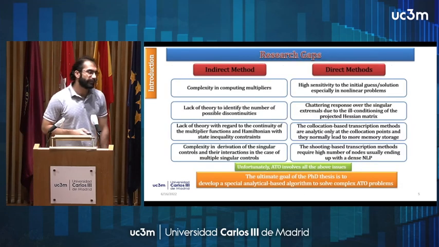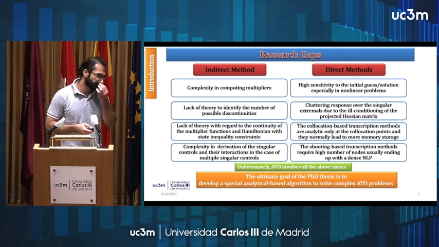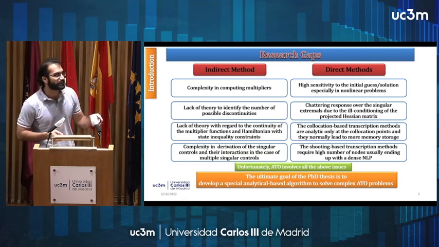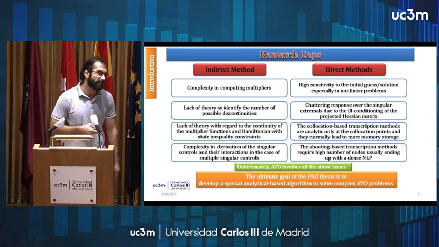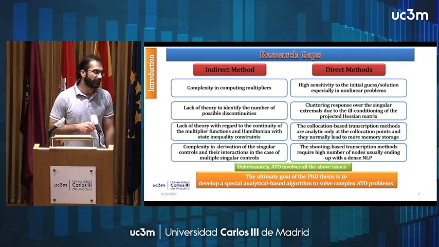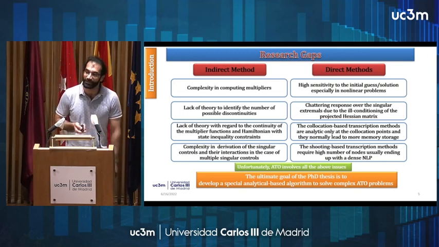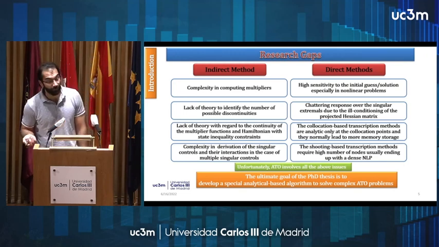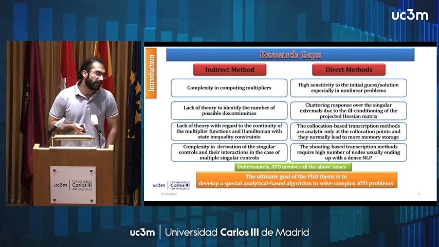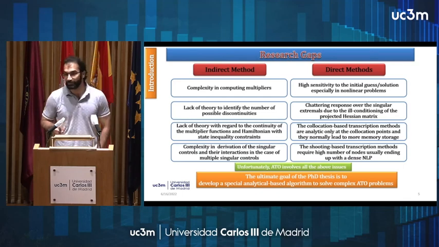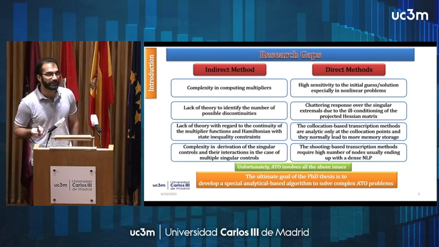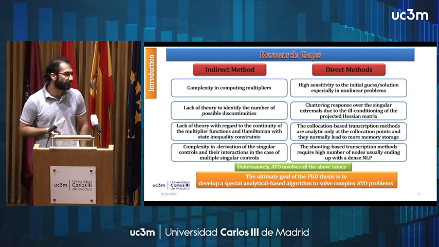For the research gaps, I have divided them into two parts: indirect method and direct method. For the indirect method, the research gaps can be highlighted as complexity in computing multipliers. The multipliers can be those from equality constraints and inequality constraints, and lack of theory to identify the number of possible discontinuities, or the theories are actually non-existent.